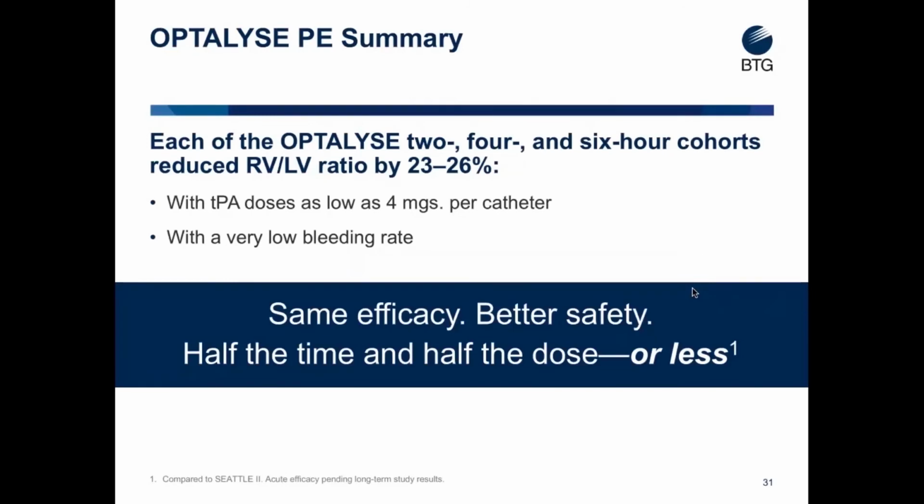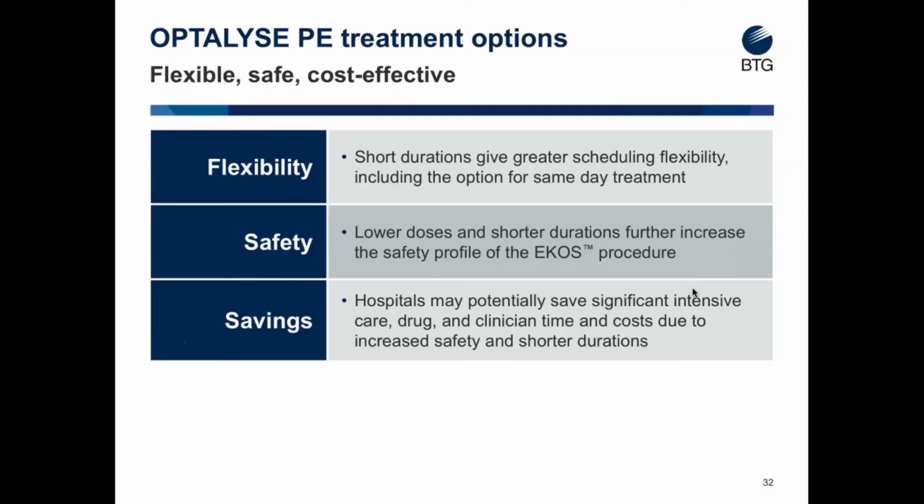So in summary, we have OPTALYSE PE, which has 2, 4, and 6-hour cohorts. We have significant reduction in the RV-LV ratio, and when compared to our previous standard, which was Seattle 2, we have similar efficacy, better safety in half the time and half the dose.